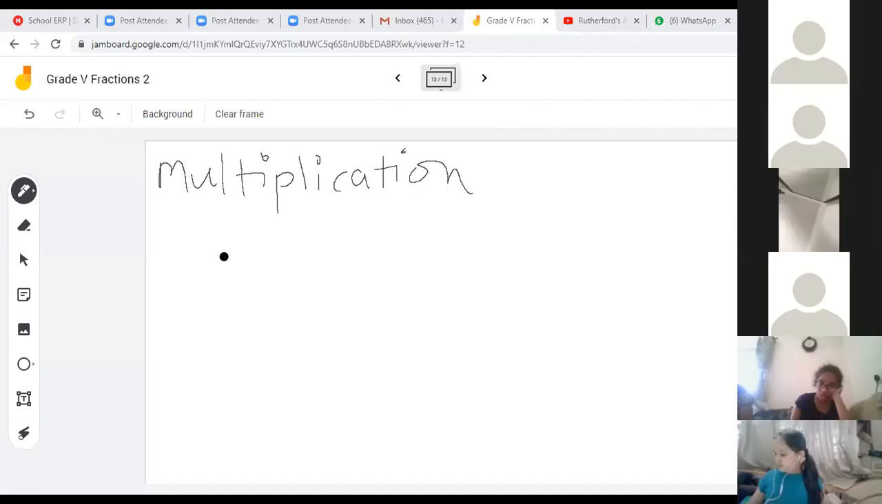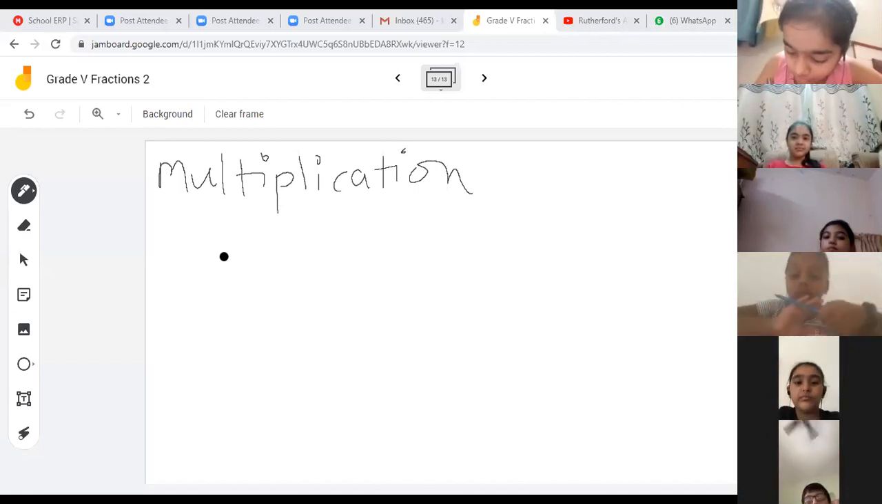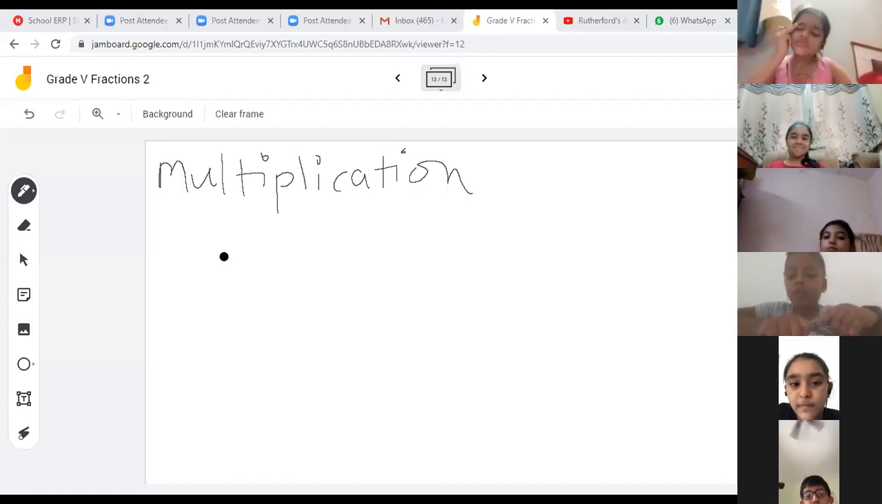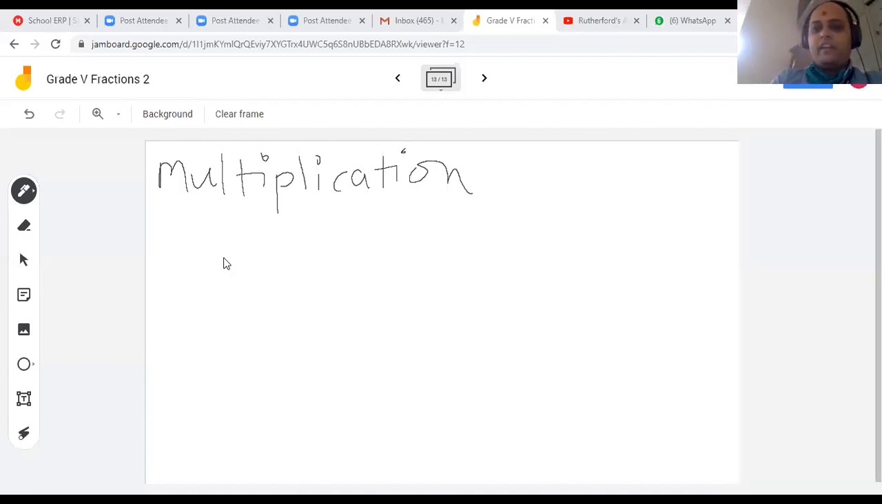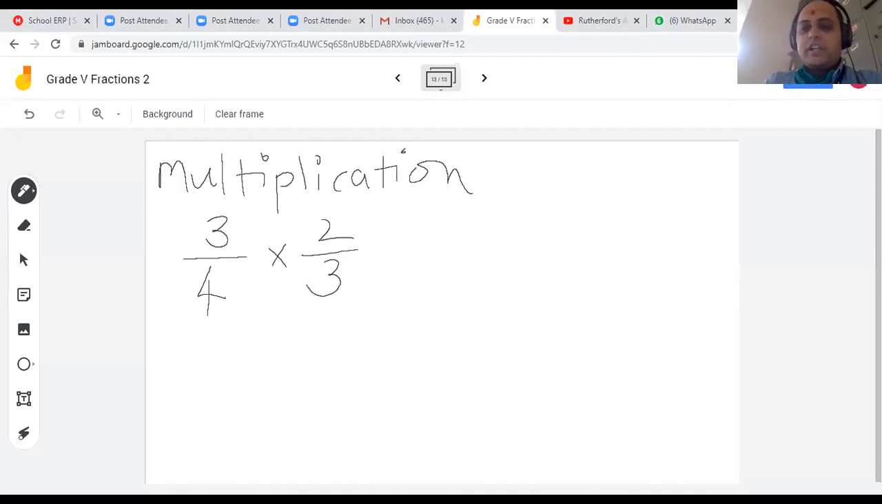That's good enough. So multiplication, where have you seen multiplications? In finding equivalent fractions, right? We just did it for making equivalent fractions. So multiplication is very easy. Let me show you. So 3 upon 4 into say 2 upon 3. This is a multiplication example. I'm taking one example.